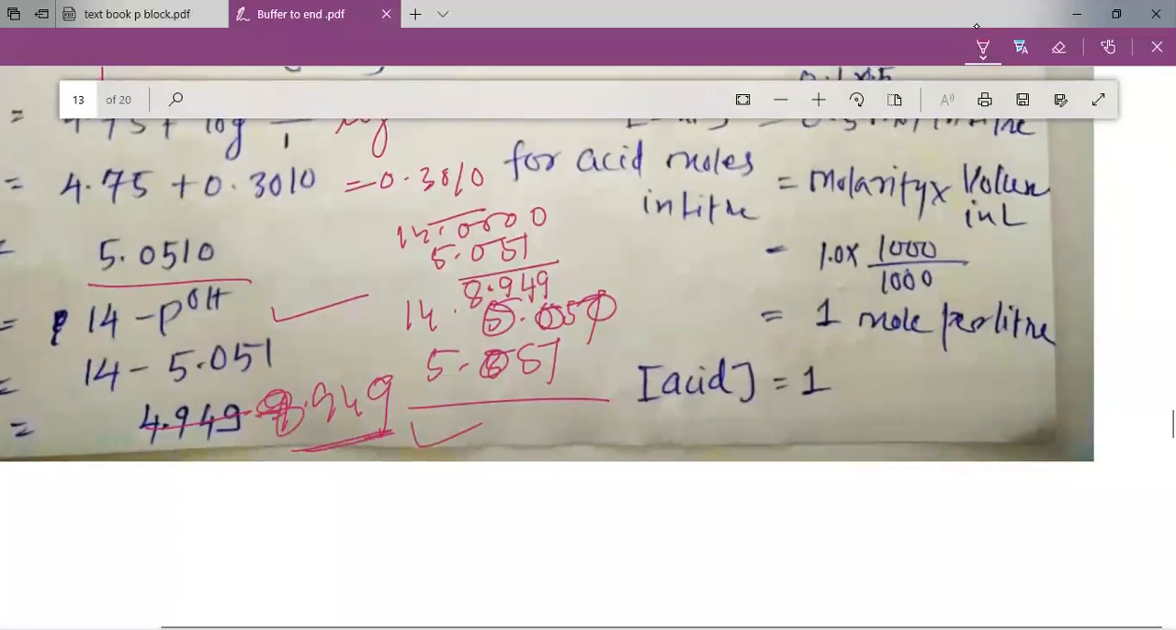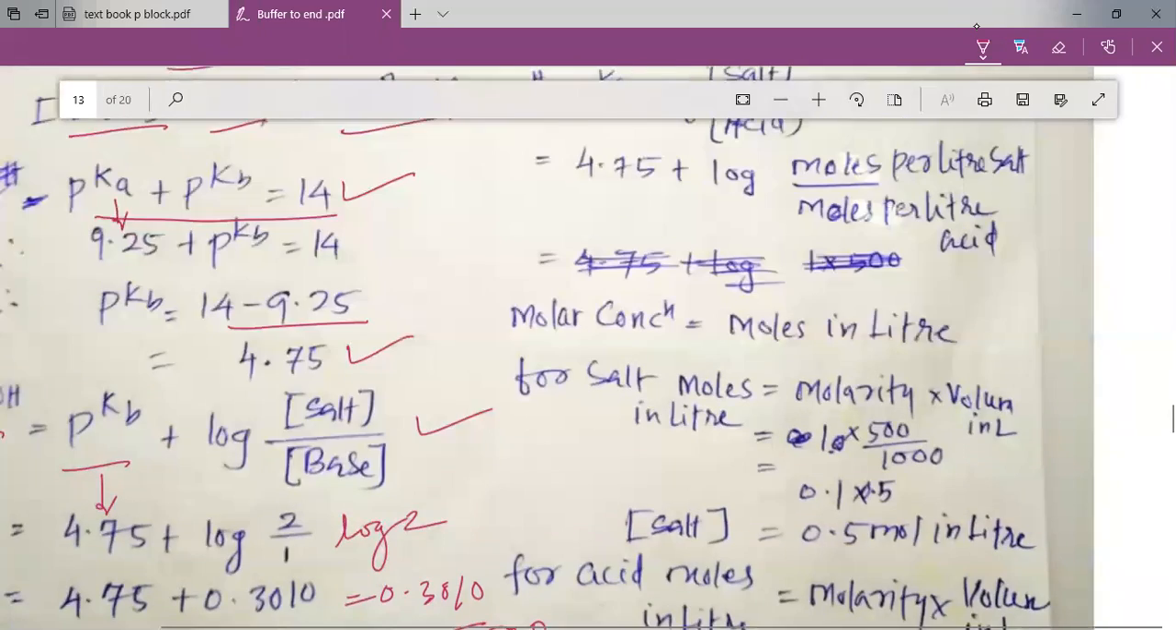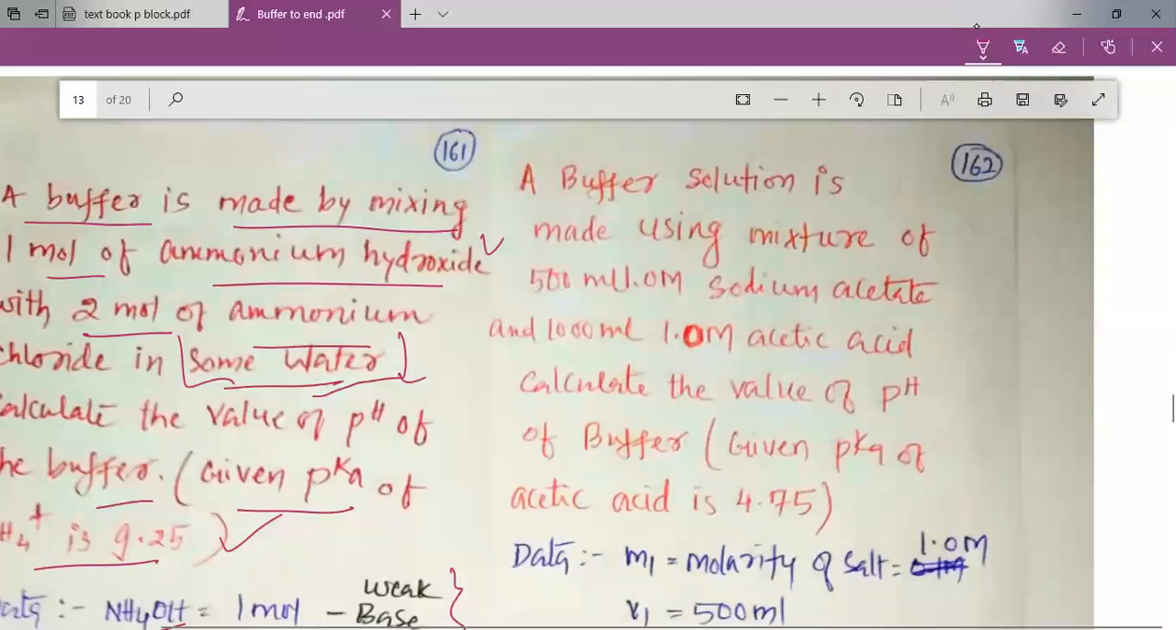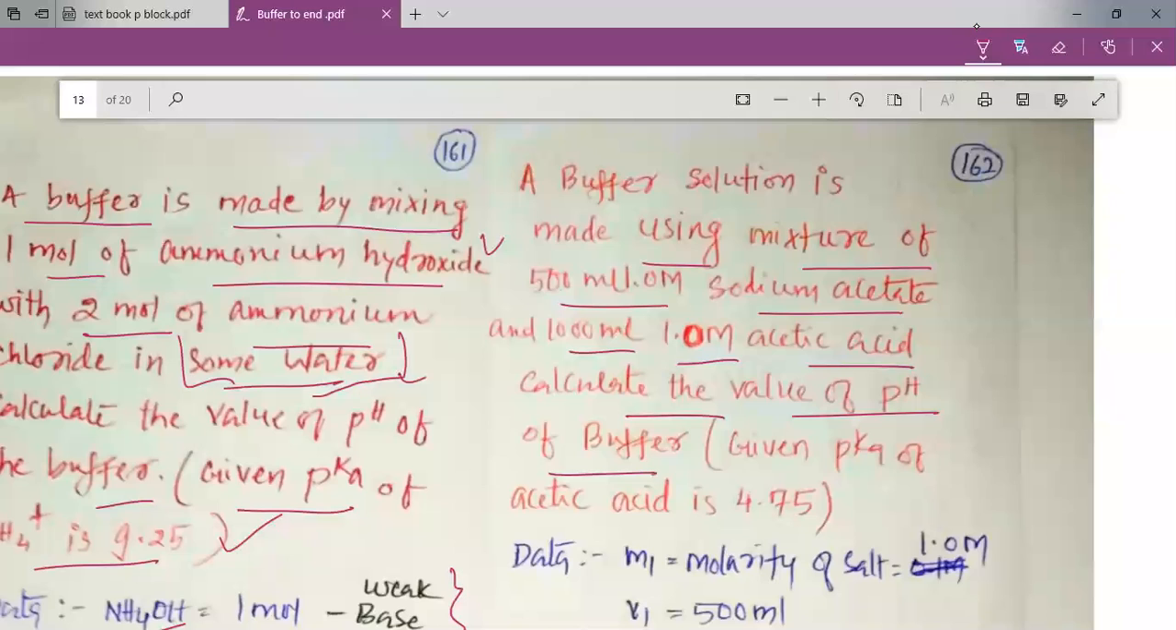Let's move to the next question, dear students. A buffer solution is made using the mixture of 500 ml of 1 molar sodium acetate and 1000 ml of 0.1 molar acetic acid. Calculate the value of pH of the buffer given the pK of acetic acid is 4.75.